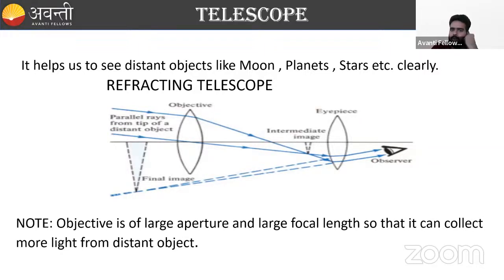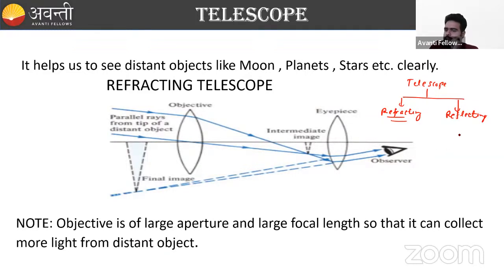There are two types of telescope generally given in our syllabus. One is the refracting type and another is the reflecting type of telescope. The refracting type has some numerical approach also, and in it you have to calculate the magnification. That's why we consider the refracting telescope here.